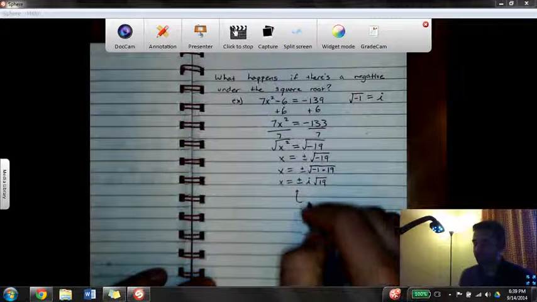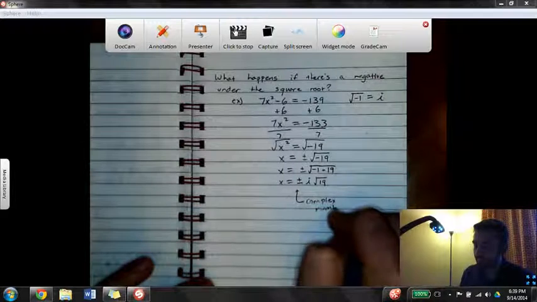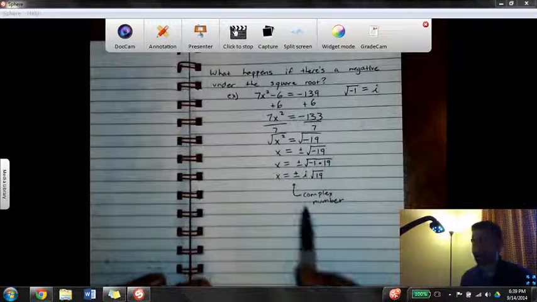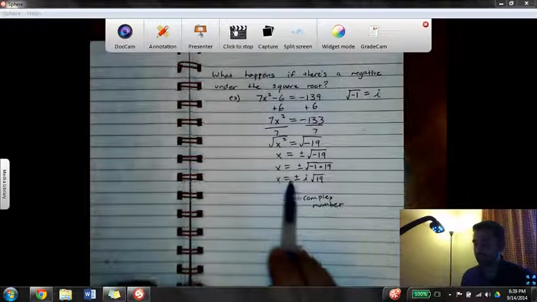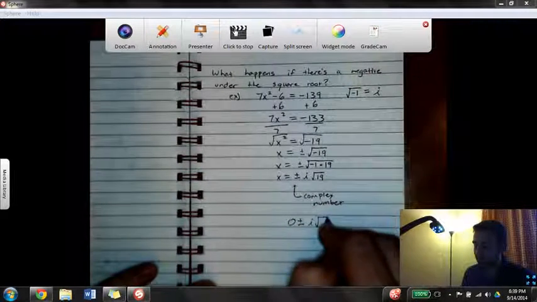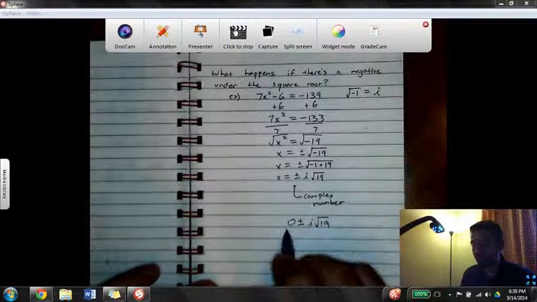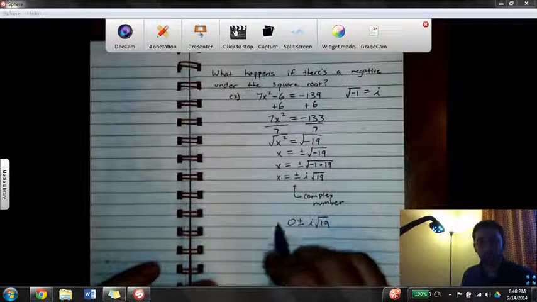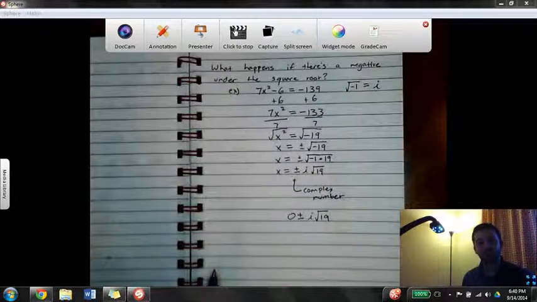is to write what's called a complex number. And a complex number is not real or imaginary, but rather has parts of both. If you notice here, this number can be written as 0 plus or minus i times the square root of 19, where i is my imaginary number and 0 is my real number, which makes this number complex. We use complex numbers and imaginary numbers when solving quadratics.